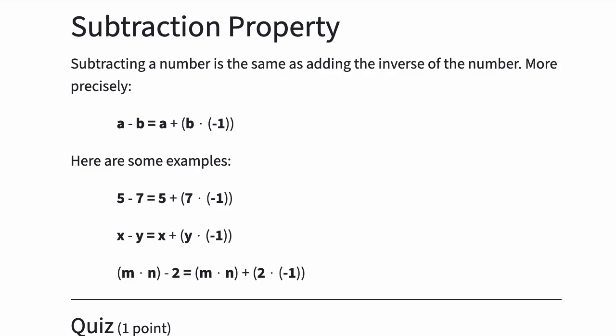Subtracting a number is the same as adding the inverse of that number. More precisely, a minus b is equal to a plus b times negative 1. Here are some examples. 5 minus 7 is equal to 5 plus 7 times negative 1. X minus y is equal to x plus y times negative 1. And m times n minus 2 is equal to m times n plus 2 times negative 1.